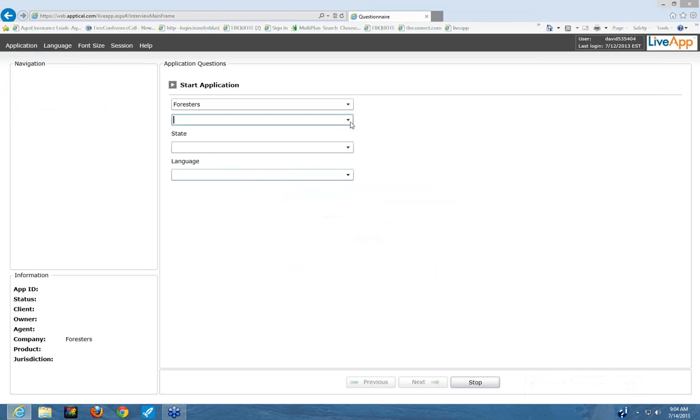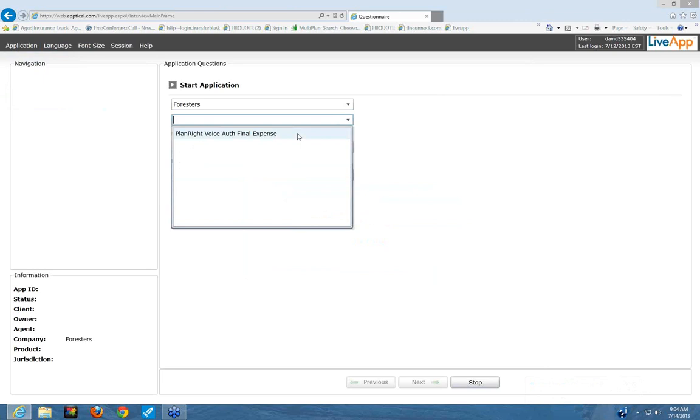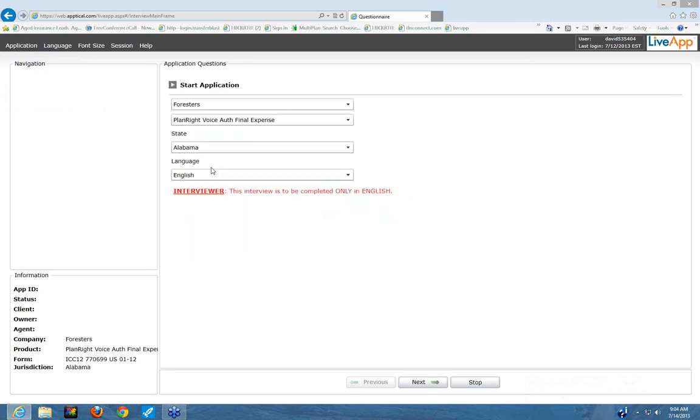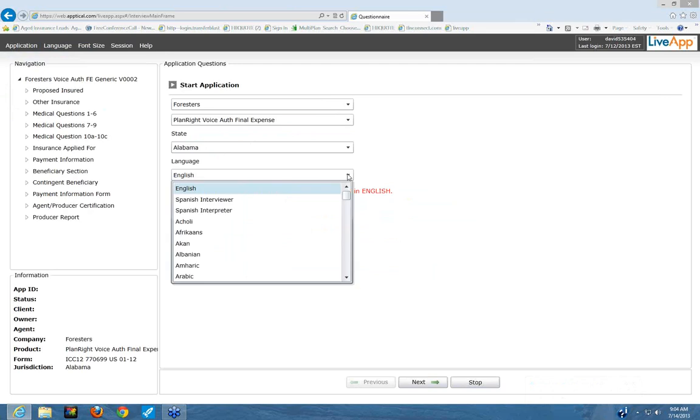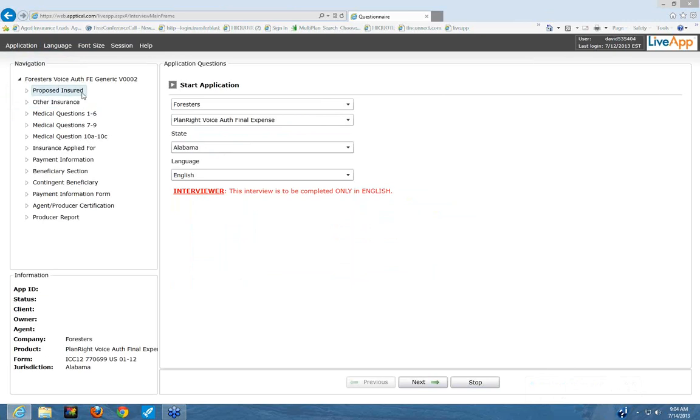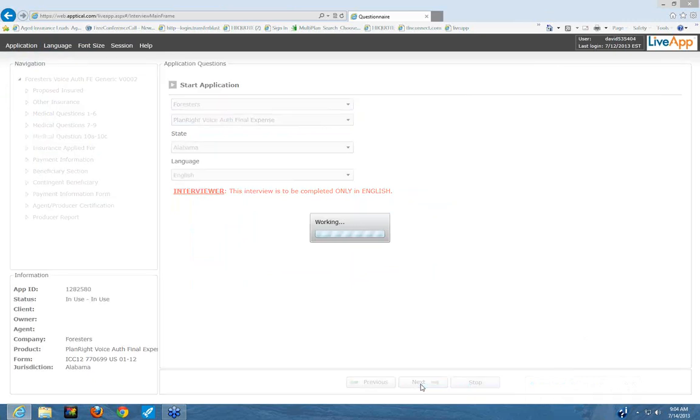All right, it's preset to Forrester's. You pick the plan, right? Pick the state. I'll just pick Alabama. And here you can pick English or Spanish. On the left box here, these are the pages basically. You could drill into any one of them at any time. If you, for example, are in the beneficiary section but you need to go into the payment information again, you could hit your previous button or just pick the payment information here. So again, pretty simple, self-explanatory. You hit next.